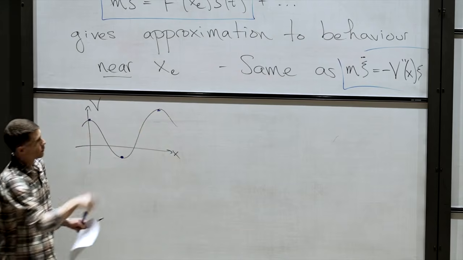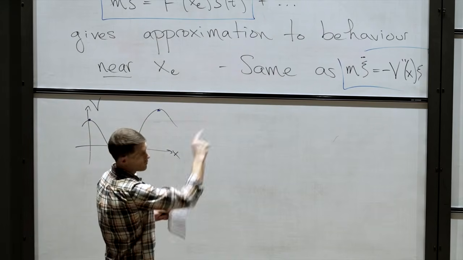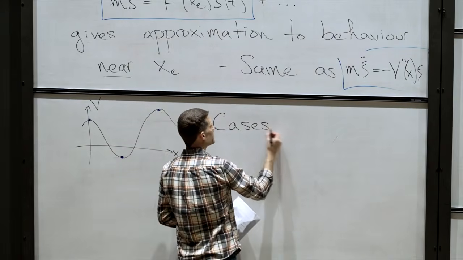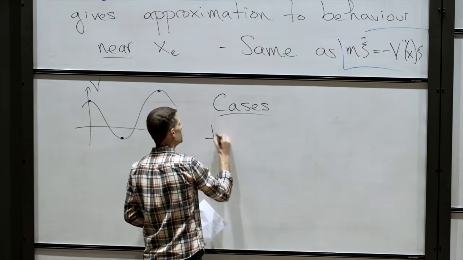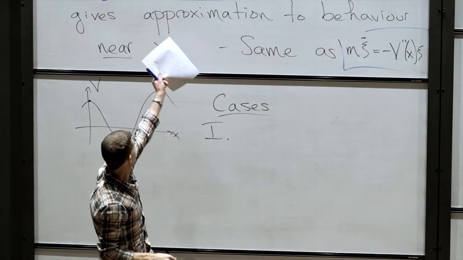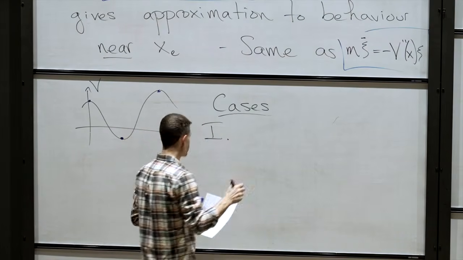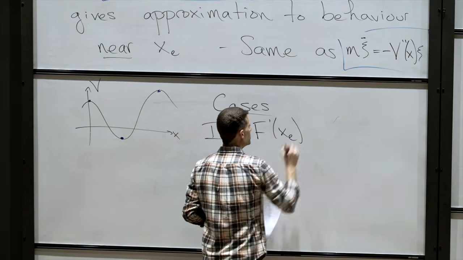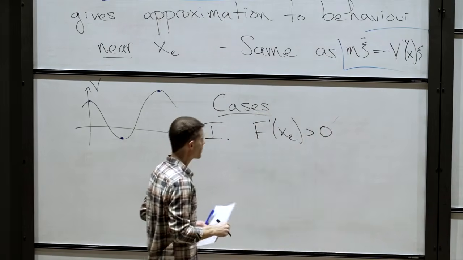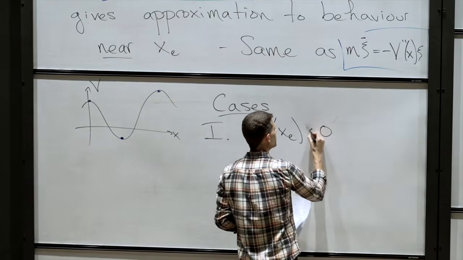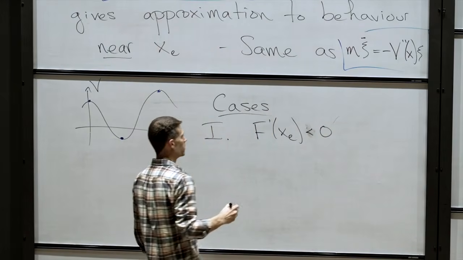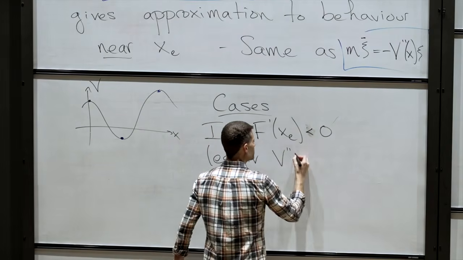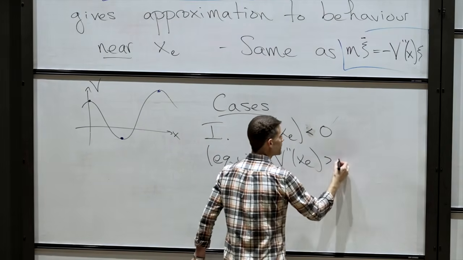And that's going to be what we see from looking at that equation, because it really comes down to two cases. Well, 2.5 maybe cases. So case 1 is it's the sign of this term f prime of xe. So if f prime of xe is negative, or equivalently V double prime positive, so there's the minus there.